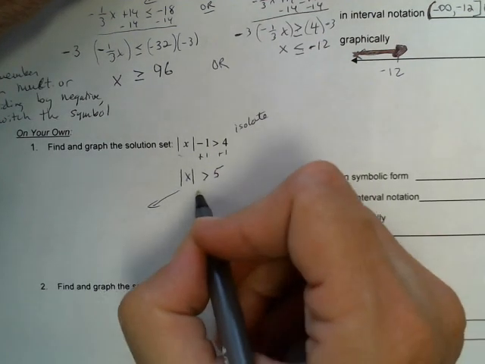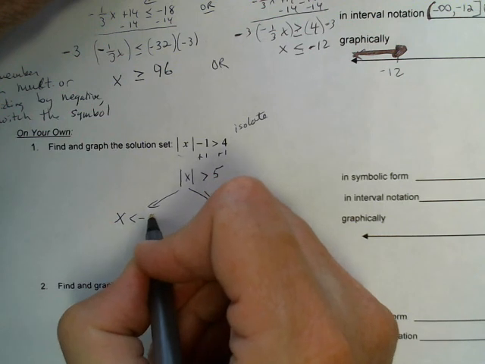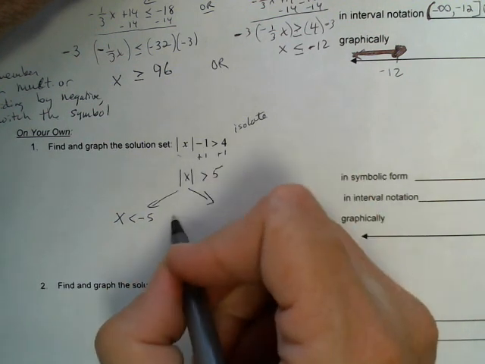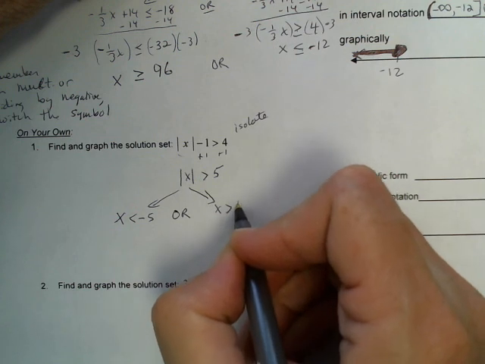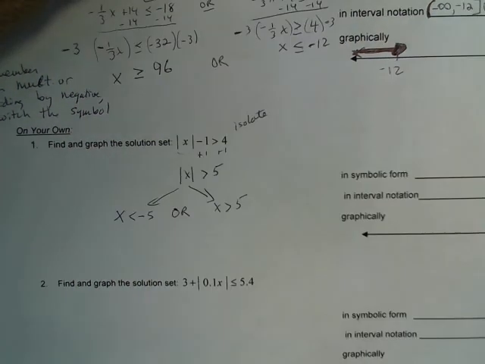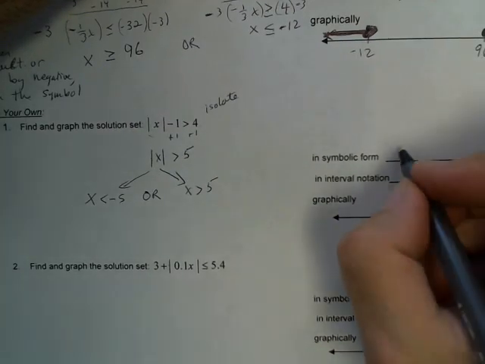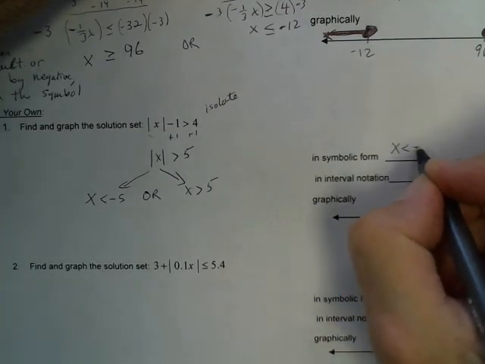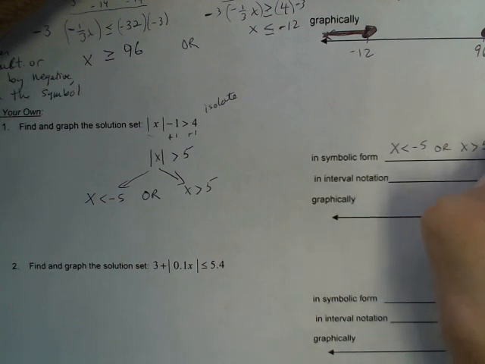So now we're going to do our two branches, left and right. X is less than negative 5, or x is greater than 5. And that's all you have to do. There's no algebra involved in this problem at all. So symbolically, x is less than negative 5, or x is greater than 5.